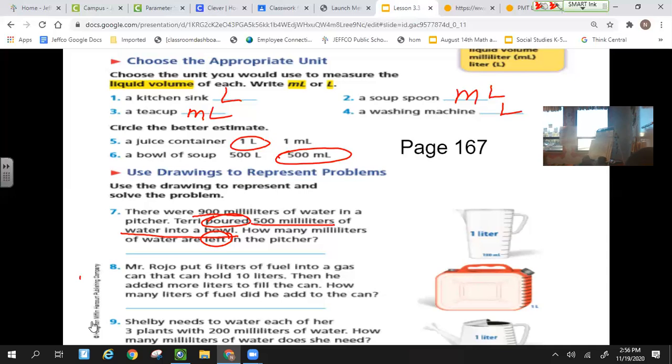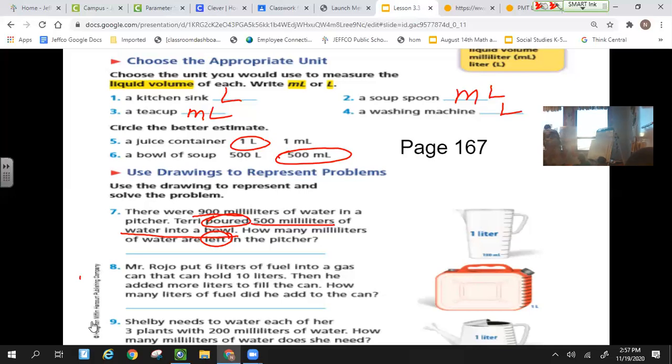Okay, what are you going to do? You have 900, you're going to pour 500. How many are going to be left? Yes. Can you write your unit? What unit are we thinking of? What does it say? Is it milliliters? If it's milliliters, you get to write ml. You don't even have to write a whole word. You get to use the abbreviation. Yay.